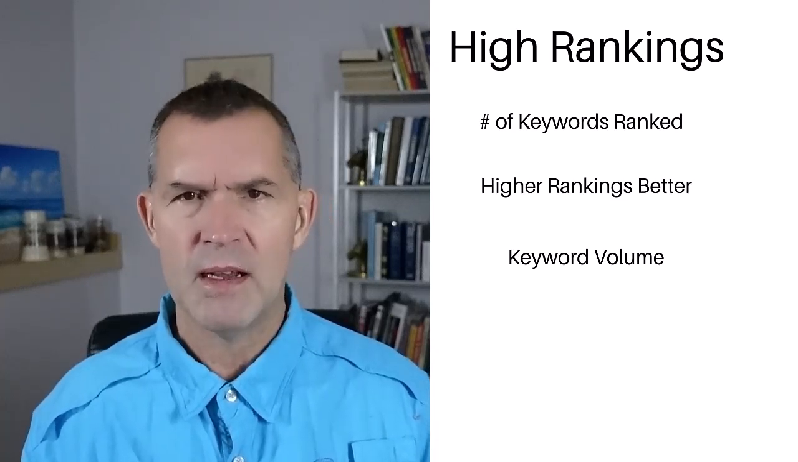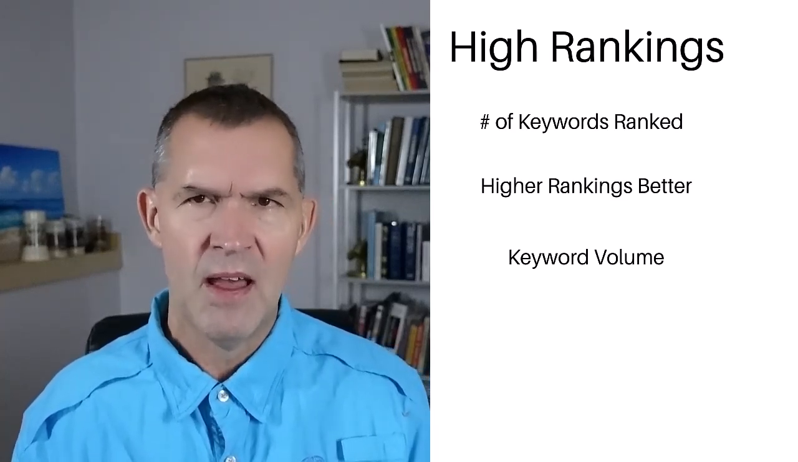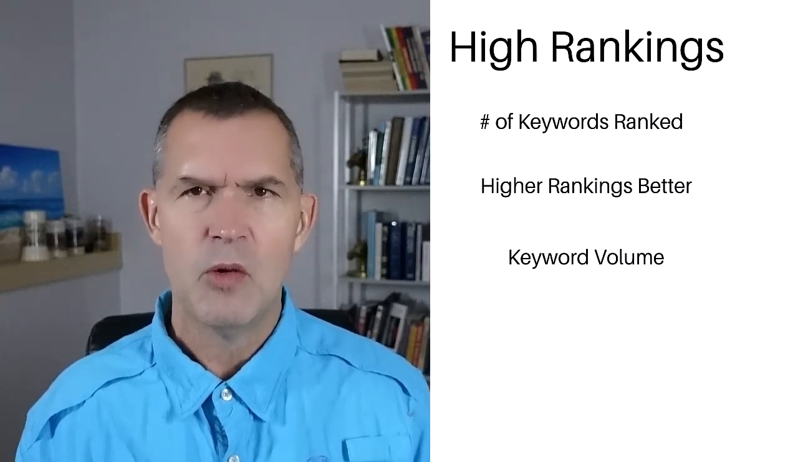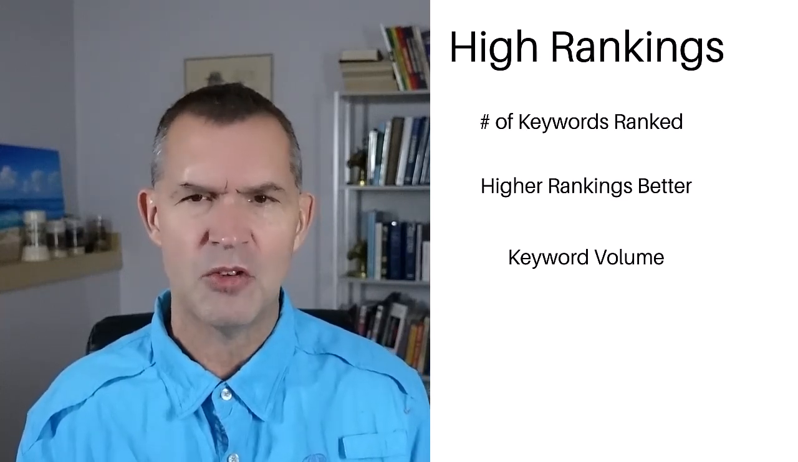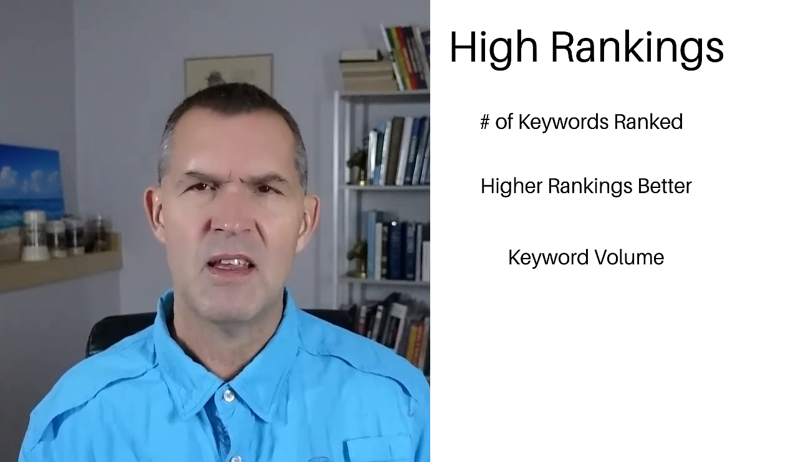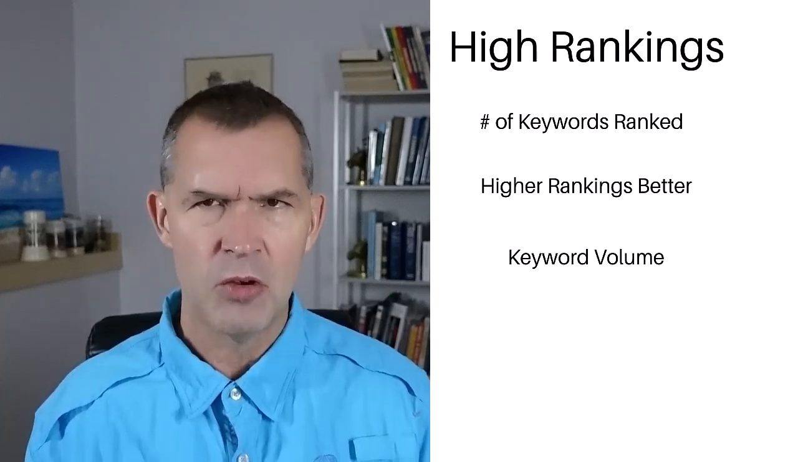And really that formula to get the high rankings is you want to have a large number of keywords ranked. You want to get those keywords ranked as high as you can. And then you want those keywords to have a lot of volume of searches. So that's really how you're trying to get visitors to your website. And then from there, your impressions times your click-through rate will determine the number of visitors. So the keyword rankings and your search volume will determine overall your number of impressions.